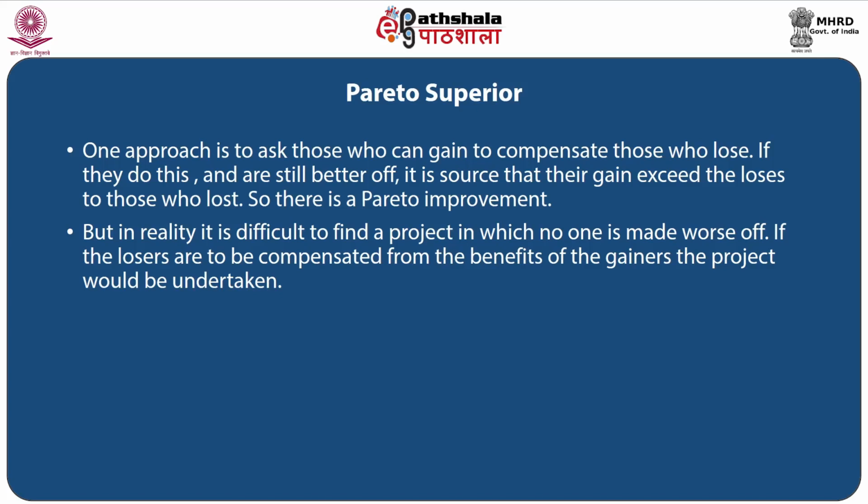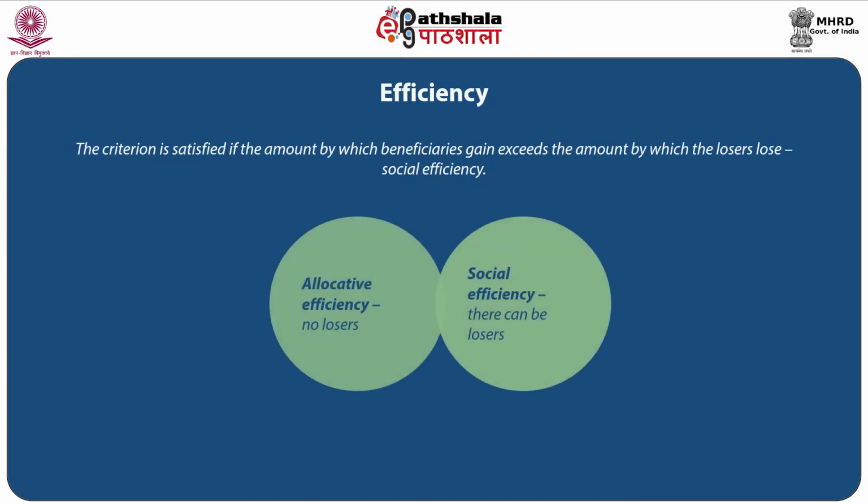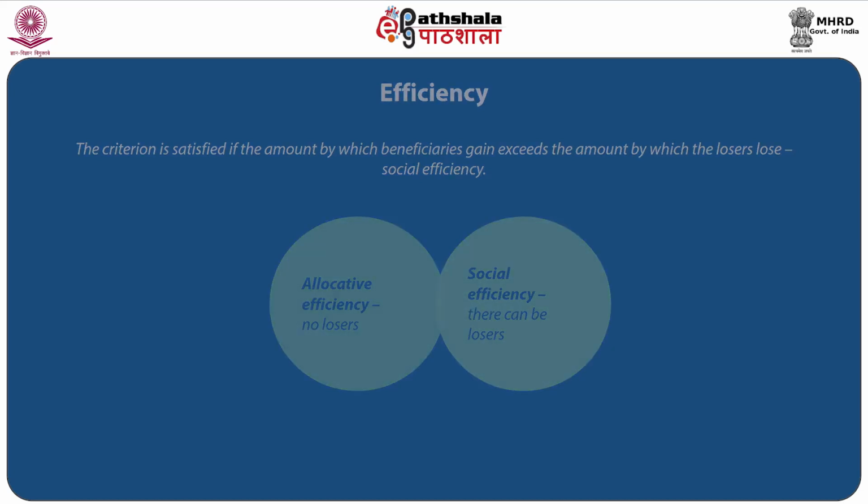So, there is a Pareto improvement. But in reality, it is difficult to find a project in which no one is made worse off. If the losers are to be compensated from the benefits of the gainers, the project would be undertaken. The criterion is satisfied if the amount by which beneficiaries gain exceeds the amount by which the losers lose, which is called social efficiency. In allocative efficiency, there are no losers. In social efficiency, there can be losers.